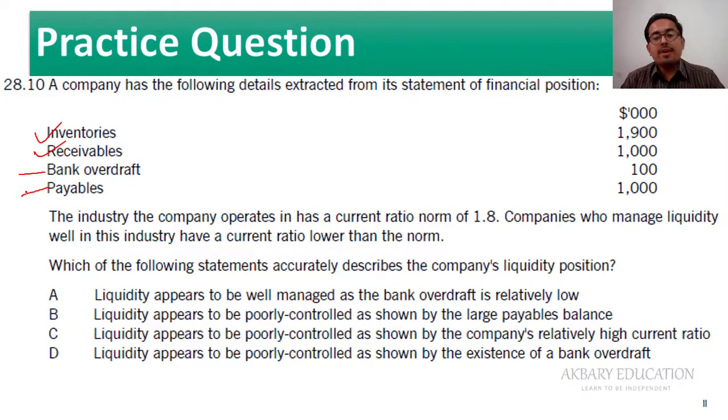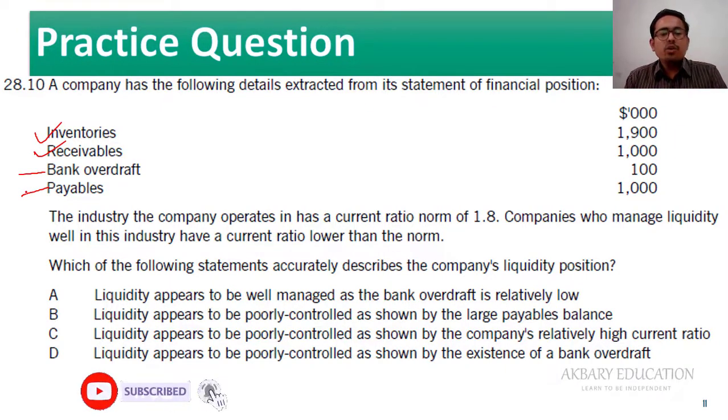The industry the company operates in has a current ratio norm of 1.8. That's the industry average. Companies who manage liquidity well in this industry have a current ratio lower than the norm. If a company wants to be considered to manage its current assets and current liabilities well, it should have a ratio lower than 1.8. If they have a current ratio lower than 1.8, they are considered to be in a better position, in better control.